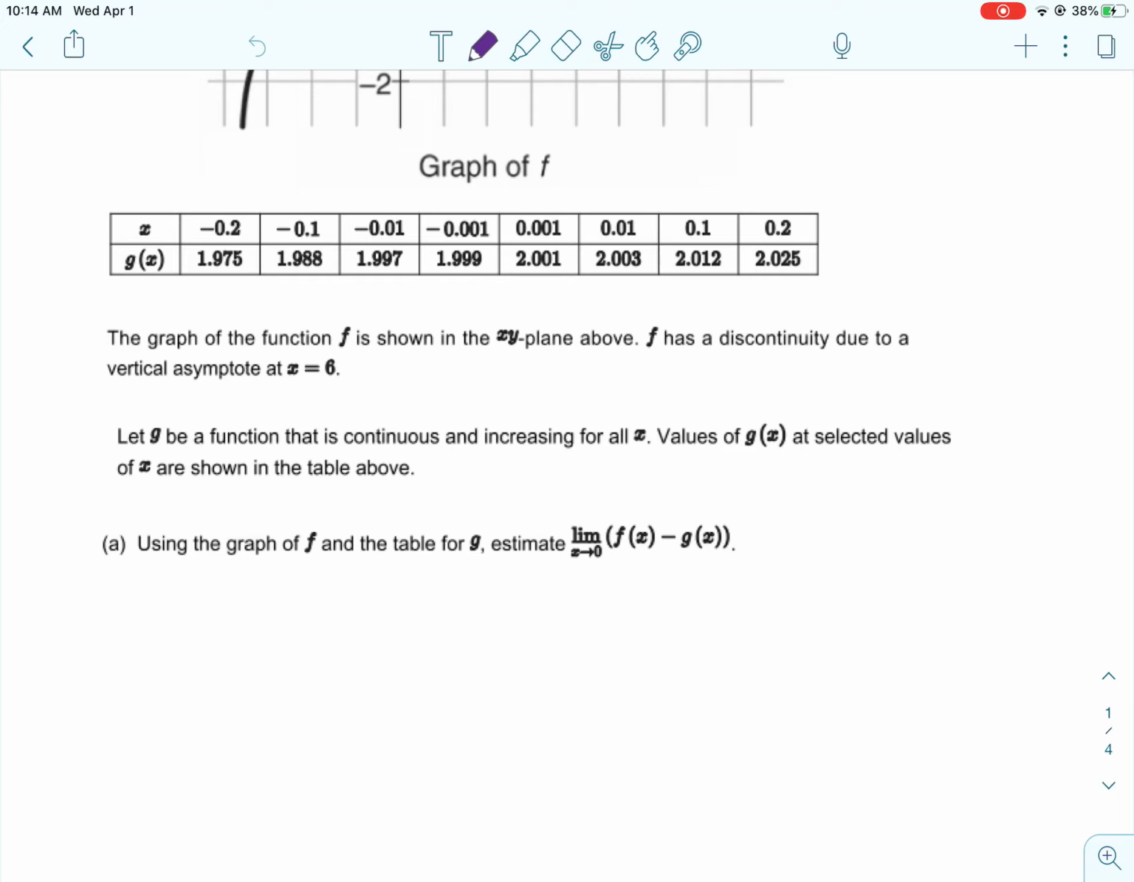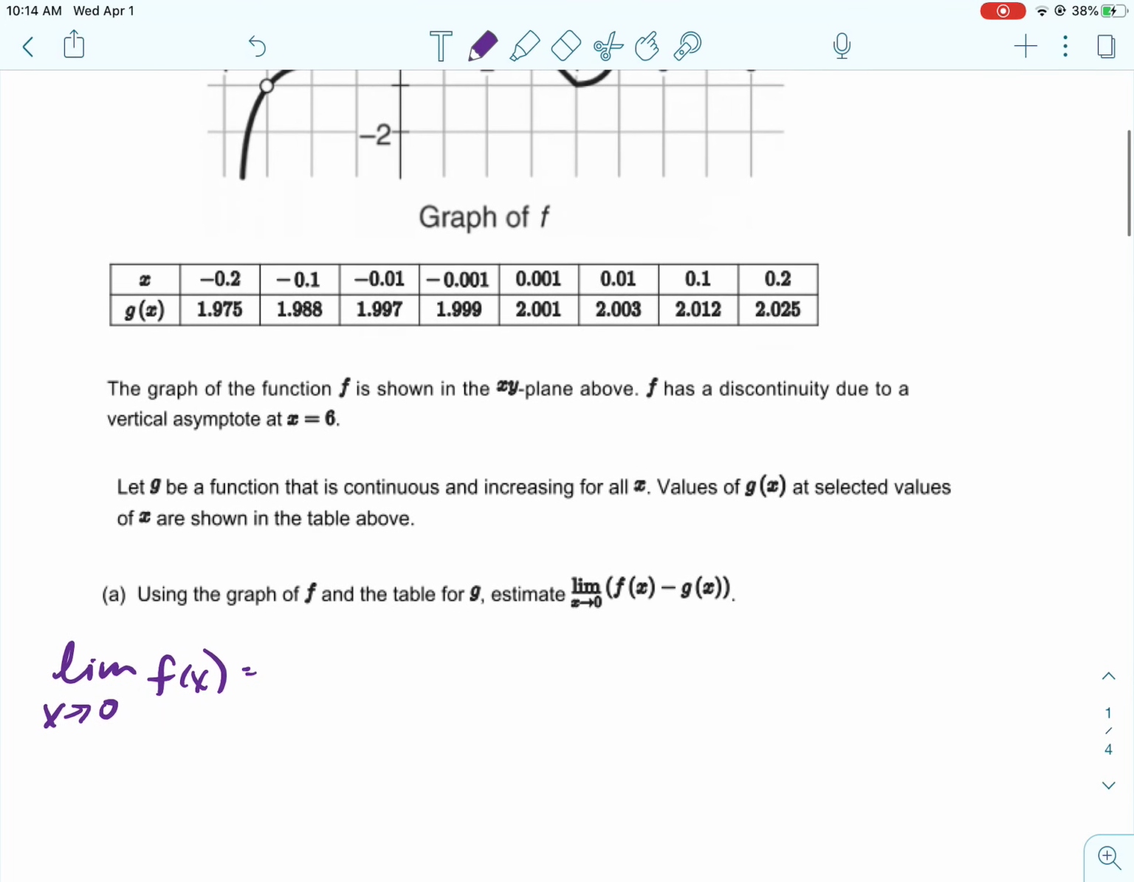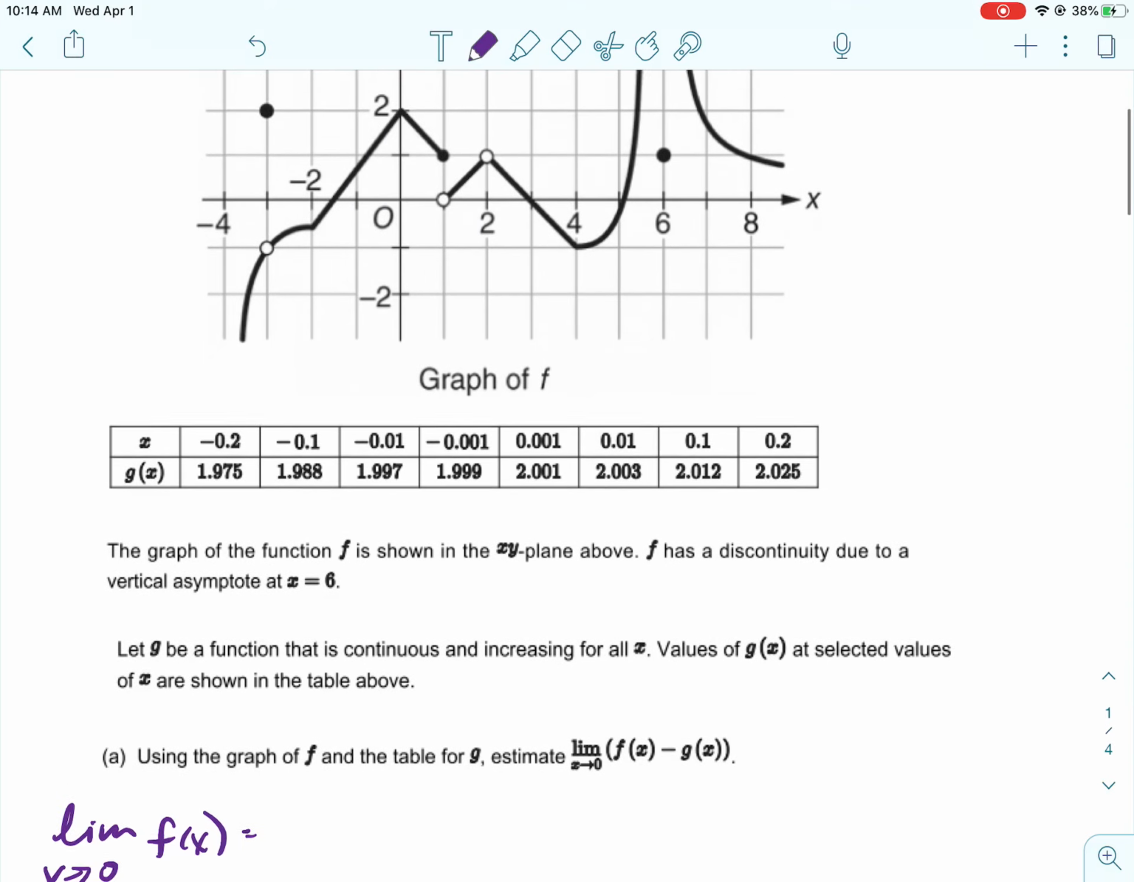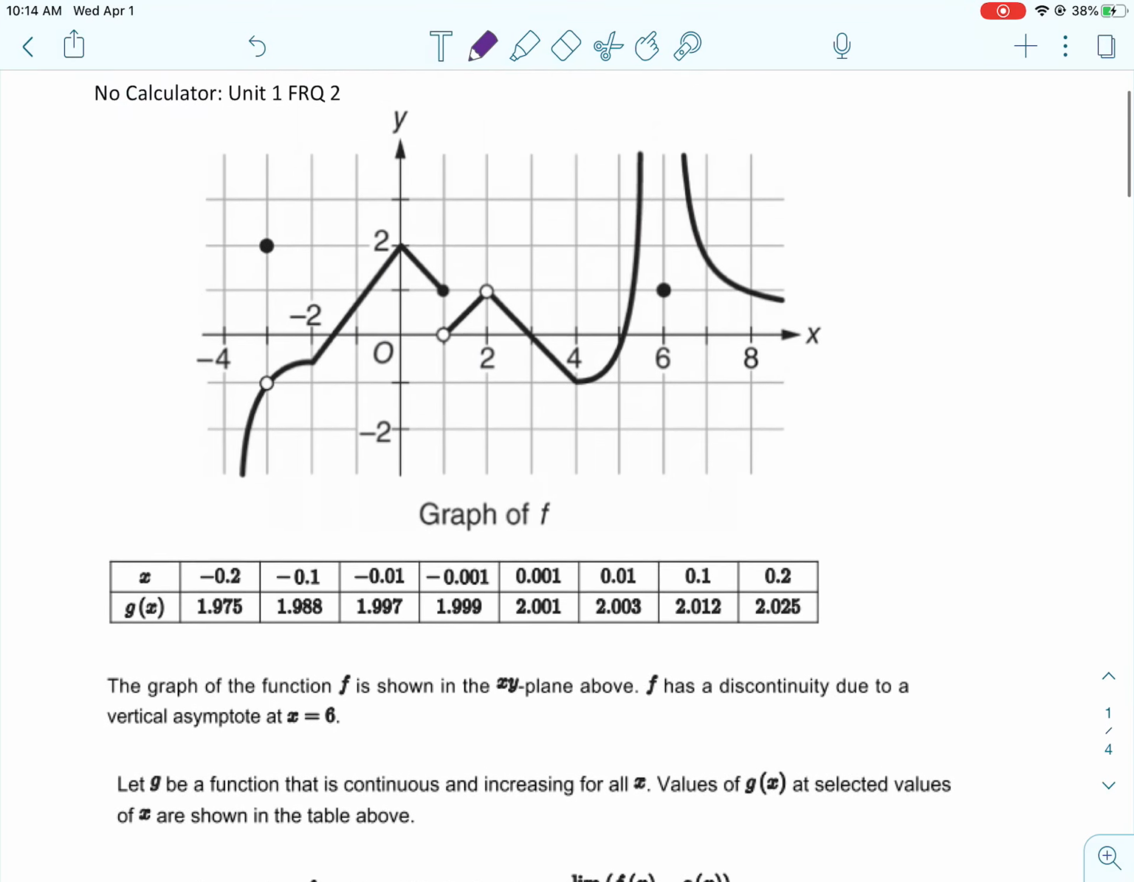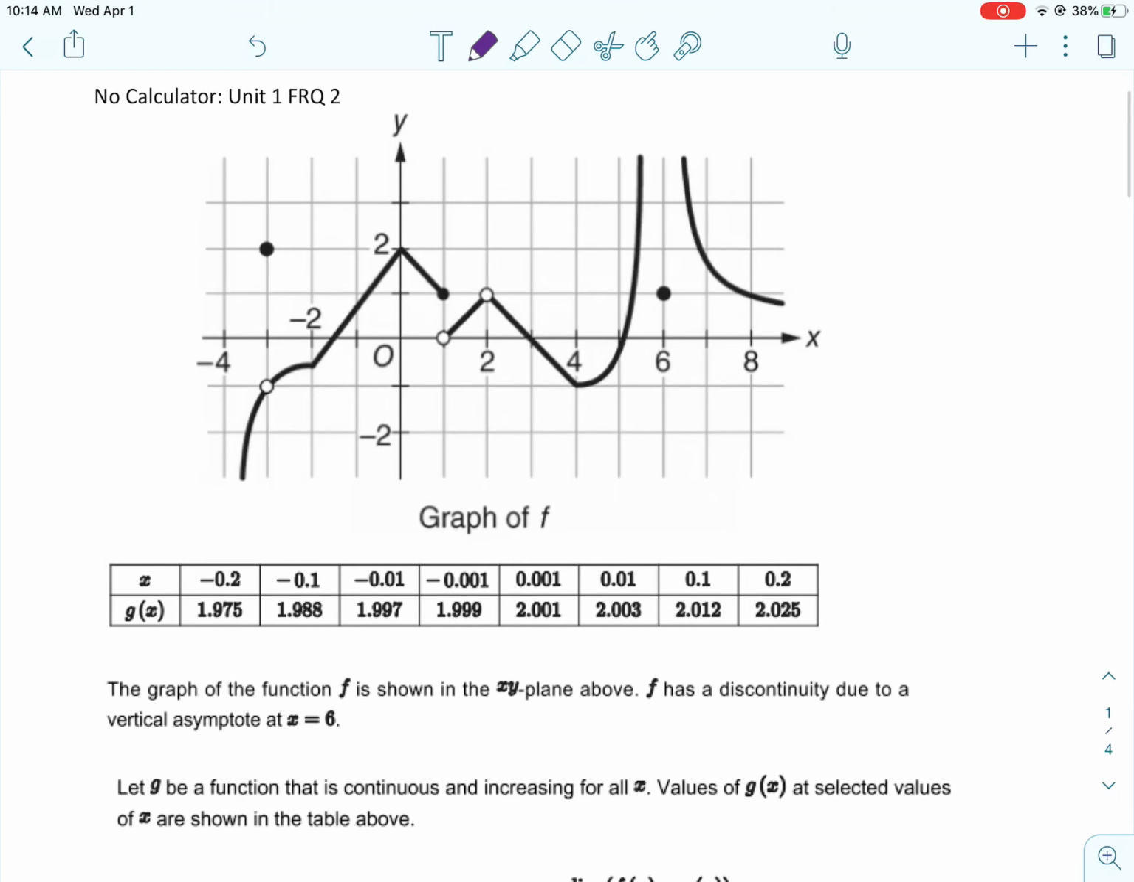Now, just to remind you, if you have the limit of two functions subtracted, that's going to be the same as if you broke them apart and did the limit of each function and then subtracted. So that's how we're going to get the answer to this problem. I would start off and just find the limit as x approaches 0 of f of x. And specifically writing that down could get you a point on this problem.